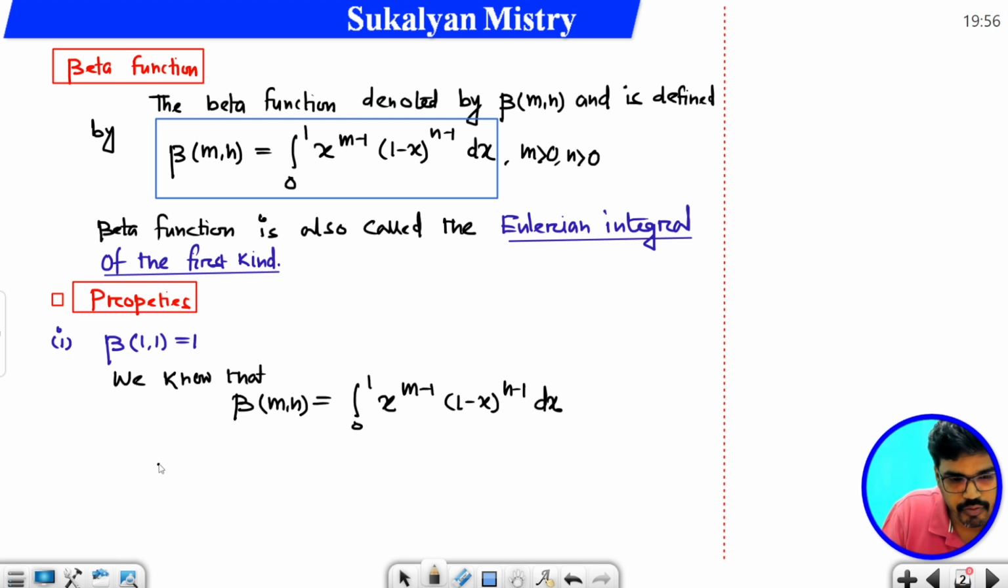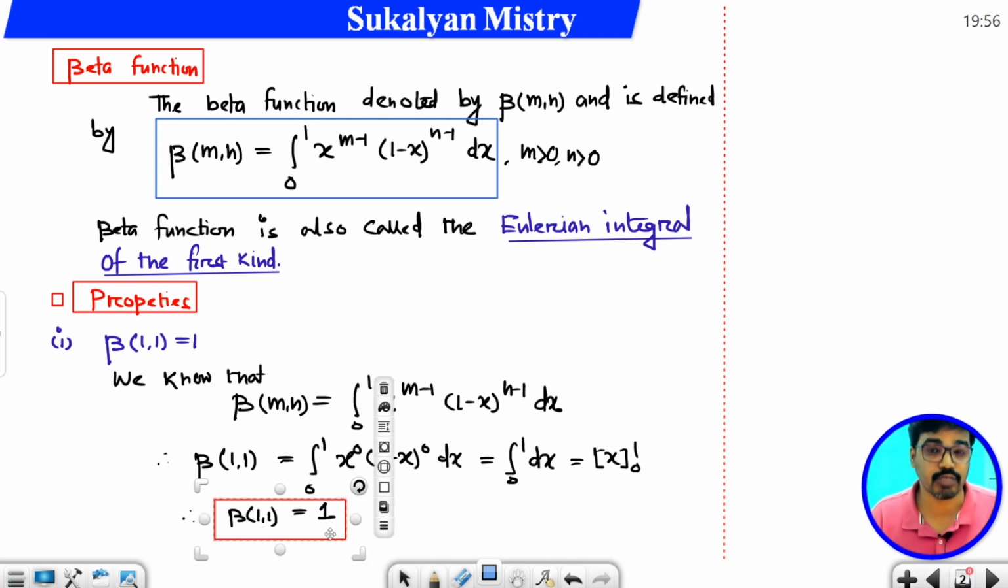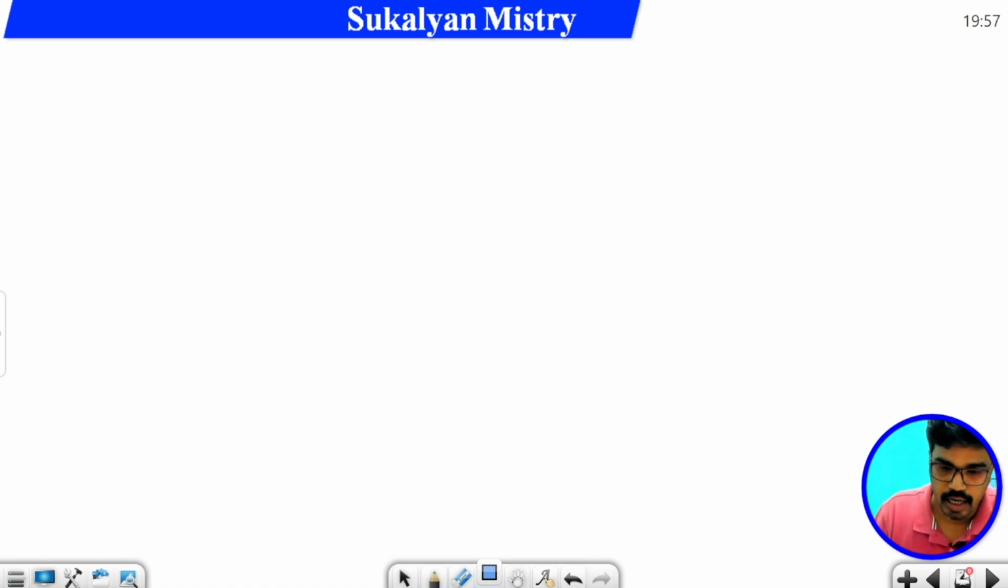Okay, so therefore beta 1 comma 1 is equal to integration 0 to 1 x to the power 0, right? 1 minus x to the power 0 dx. So basically this is 0 to 1 dx. So if we integrate this, that is x, lower limit is 0, upper limit is 1. So ultimately you get 1. So therefore beta 1 1 is 1, right? So this is the first property of beta function.